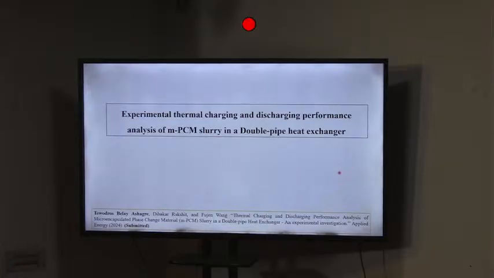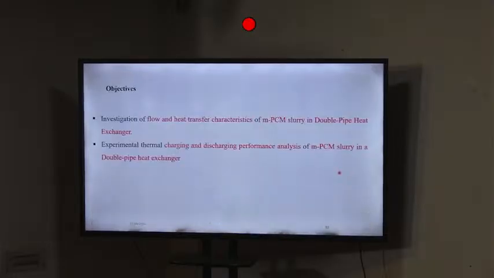The last one is the phase change material slurry using a double pipe heat exchanger. Our objective was to understand the flow and heat transfer behavior of a slurry-based phase change material when it is passed through a double pipe heat exchanger. We have done certain experiments to find out whether this slurry-based double pipe heat exchanger gives a better option for heat exchange in comparison to just a liquid-based heat exchanging system.